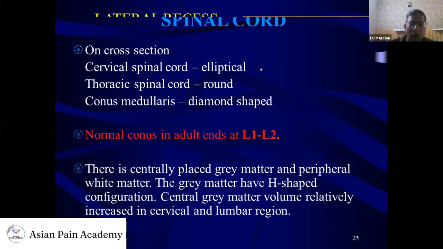Spinal cord on cross section appears elliptical in case of cervical spine. It is rounded in thoracic spine and diamond shape at the level of conus medullaris. Normal conus medullaris in adults ends at L1-2 level. There is centrally placed gray matter and peripheral white matter. The gray matter has H-shaped configuration. Central gray matter volume is relatively increased in cervical and lumbar region.